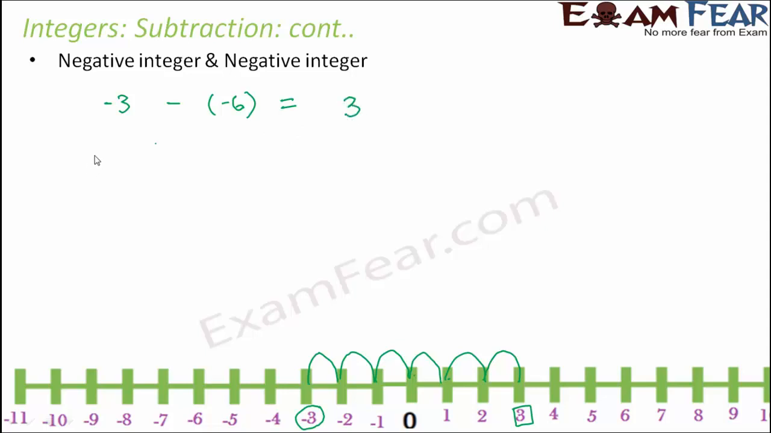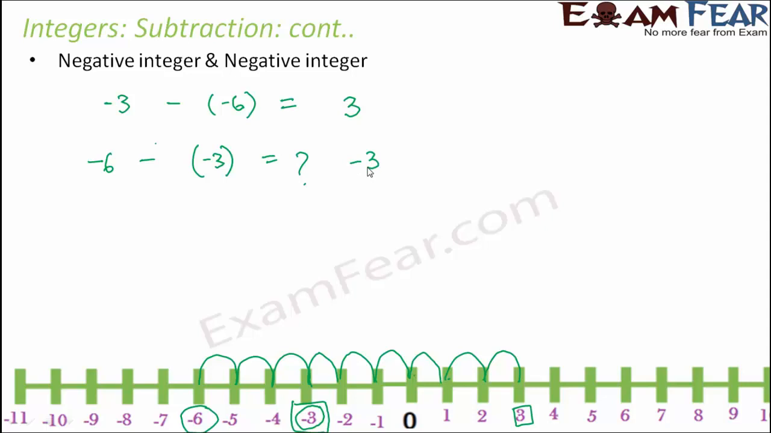Similarly, let's take another example, minus 6 minus minus 3. So in this case, what would be the result? So where is minus 6? Minus 6 is here. So again here also what are we doing? We are subtracting negative things, which in turn is the right thing to do. So we will move towards right, 3 jumps towards right and we reach at minus 3. Therefore the result in this case would be minus 3.